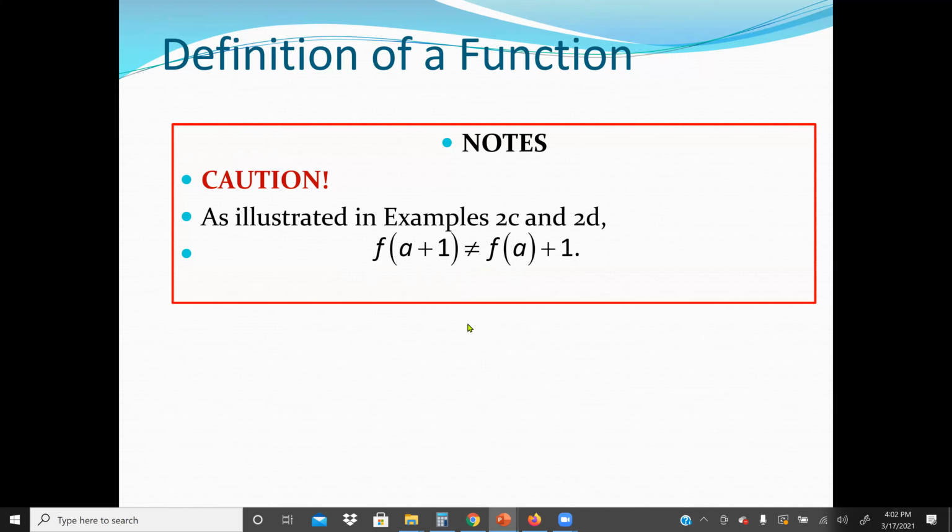So there's a caution here. As we said earlier, f of (a plus 1) in the parentheses is not the same as f of a, plus 1. Because f of (a plus 1) means anywhere we see x, we substitute with a plus 1. But f of a, then plus 1, means anywhere we see x, we substitute with only a. Then at the end, we add 1 to the function. So the answers are not the same.